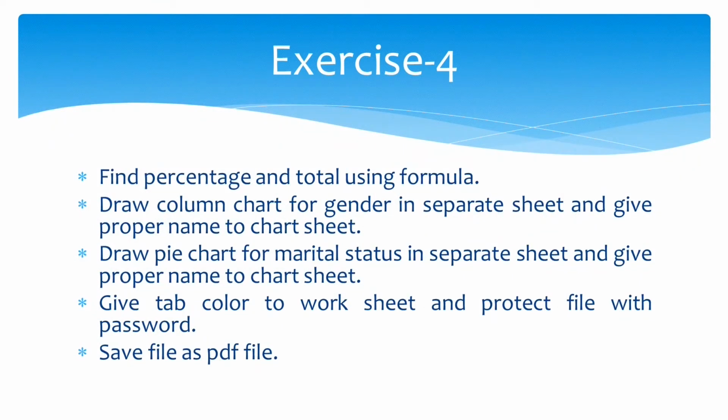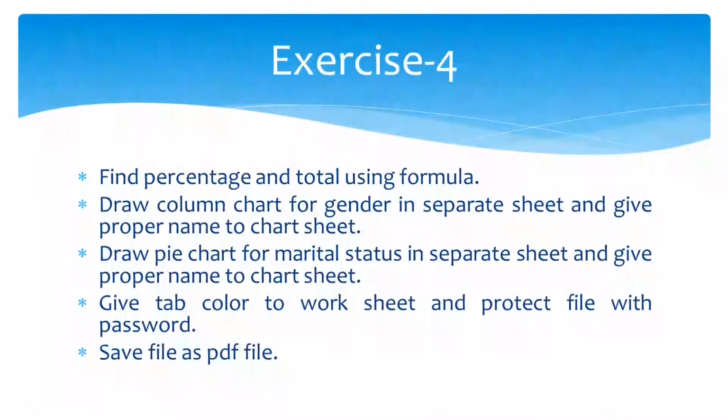Another thing we want to find out is we want to prepare or draw a column chart for gender in a separate sheet and give a proper name to the chart sheet. In the previous exercise we created a chart and also learned how to place a chart inside the same sheet or in a different sheet. So, we can prepare that chart in this exercise also. The next is how to draw a pie chart for marital status in a separate sheet and give a proper name to the chart sheet. Lastly, we give a tab color to the worksheet and protect the file with a password.